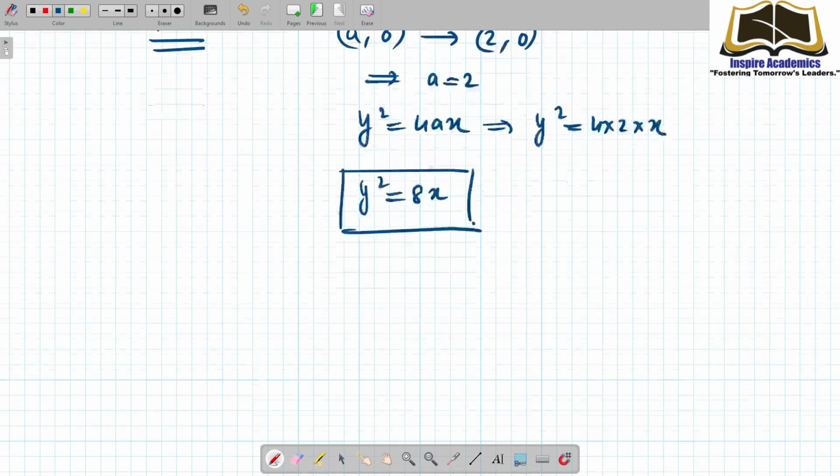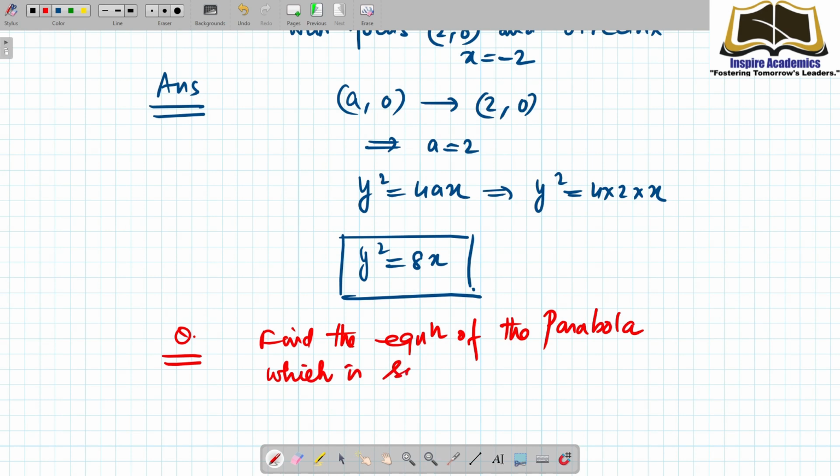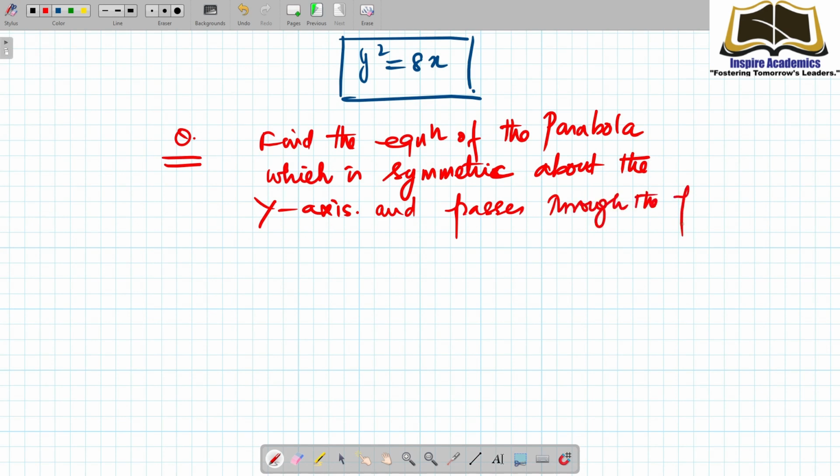Let us do one more question. Find the equation of a parabola which is symmetric about the y-axis and passes through the point. कौन सा point से, let's write 2, -3.